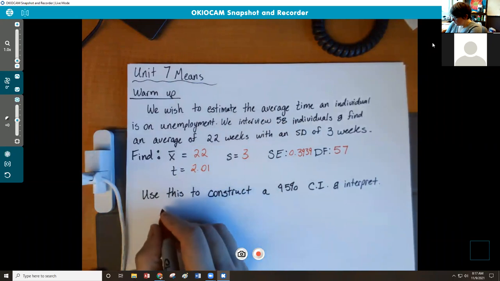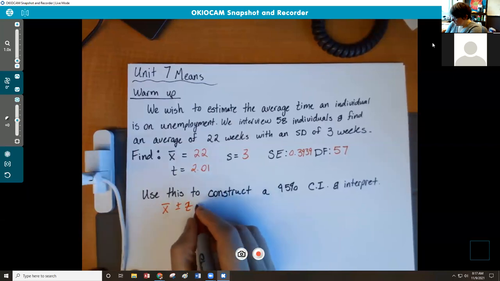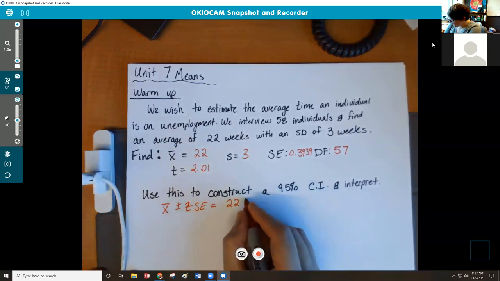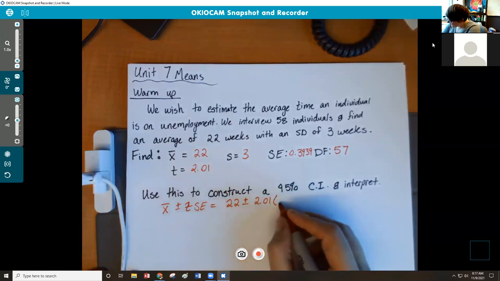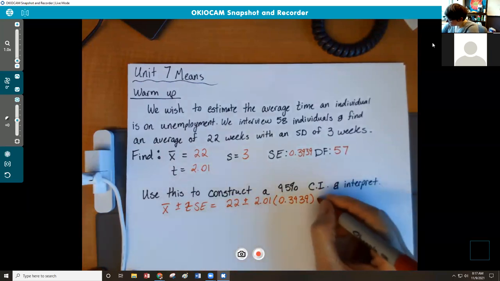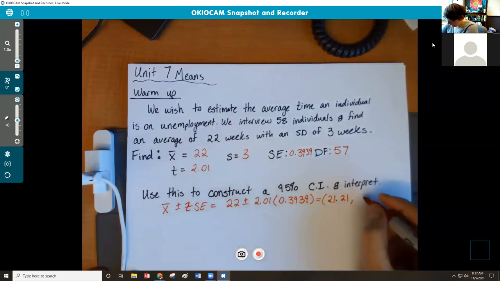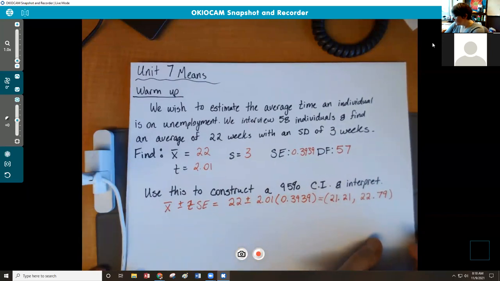So now we're going to use all of this to construct our 95% confidence interval and then write an interpretation. So that confidence interval is going to be x bar plus or minus t times our standard error, which is going to be 22 plus or minus that 2.01 times 0.3939. So we're going to do the minus first, so we should get about 21.21, and then we should get about 22.79. Just rounding to two decimal places because I'm running out of room on my paper.